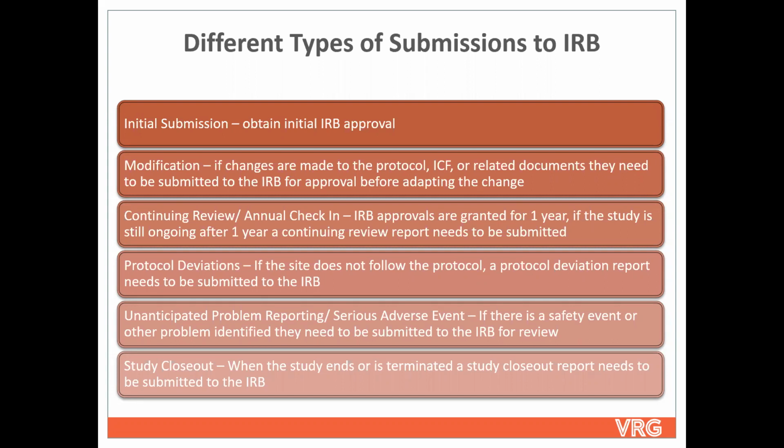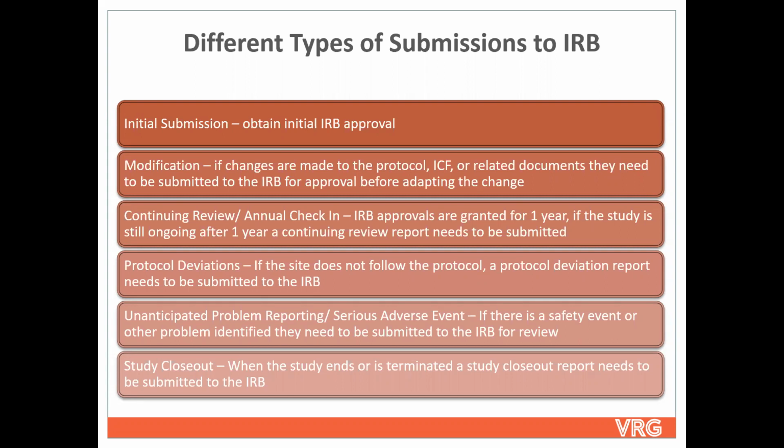But if perhaps, let's say you want to add in a new clinical assessment measure, you would need to modify the protocol, indicate that change in the ICF, and submit all of those to the IRB for approval prior to starting those changes. Every year, IRBs are required to review the study information. So this is the continuing review or annual check-in. IRB approvals are granted for 1 year at a time. And so every year you submit an update to the IRB.